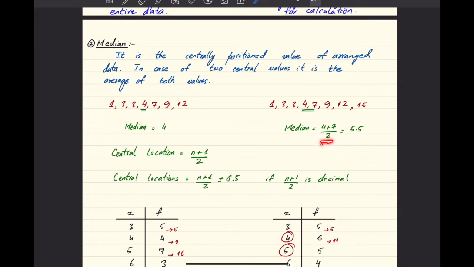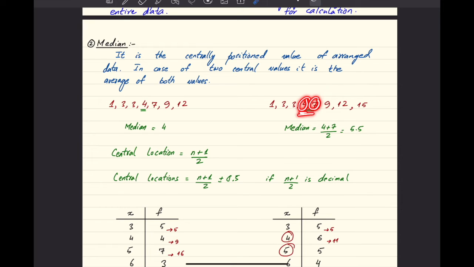But if I apply the formula for central location and I get a decimal answer, then that means I would have 2 central locations. Like if I count these values 1, 2, 3, 4, 5, 6, 7, 8, and I do 8 plus 1 upon 2, that's 4.5. So if I'm getting a decimal answer, that means I have 2 central locations. I subtract 0.5, I get 1 central location. I add 0.5, I get another central location. So I have 2 central locations. One is 4th and one is 5th. So I see the 4th location is occupied by 4 and the 5th location is occupied by 7.